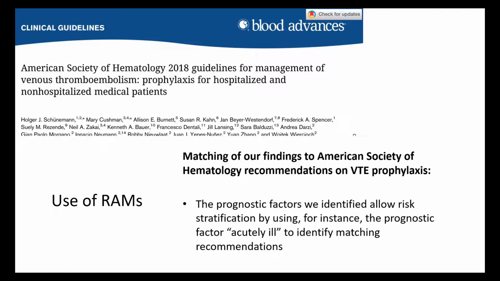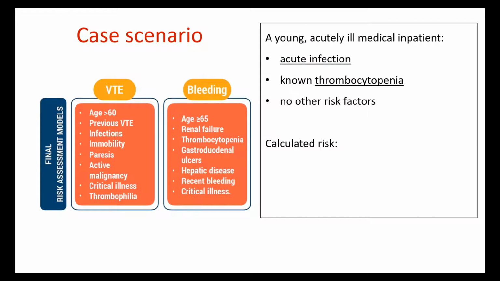One way of dealing with this is the actual practice guideline that we had developed in 2018. One way of doing this was to match our findings to the ASH recommendations on VTE prophylaxis. So for instance, the prognostic factors we identified would have allowed for risk stratification by using the prognostic factor acutely ill or critically ill, which we can describe in just a second in terms of definition, and then identifying a matching recommendation.